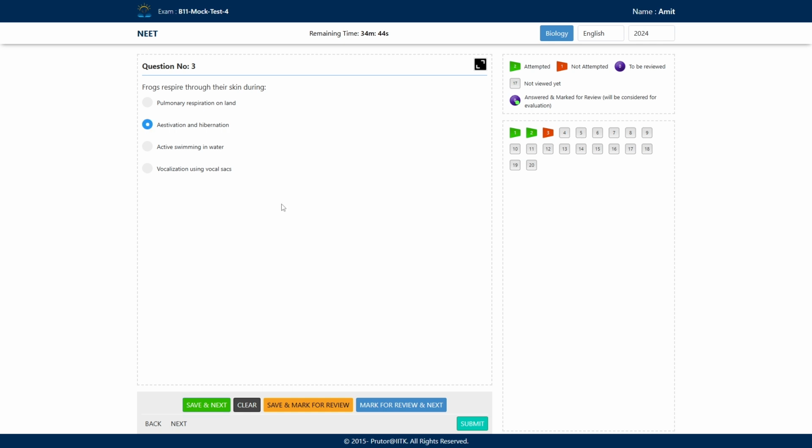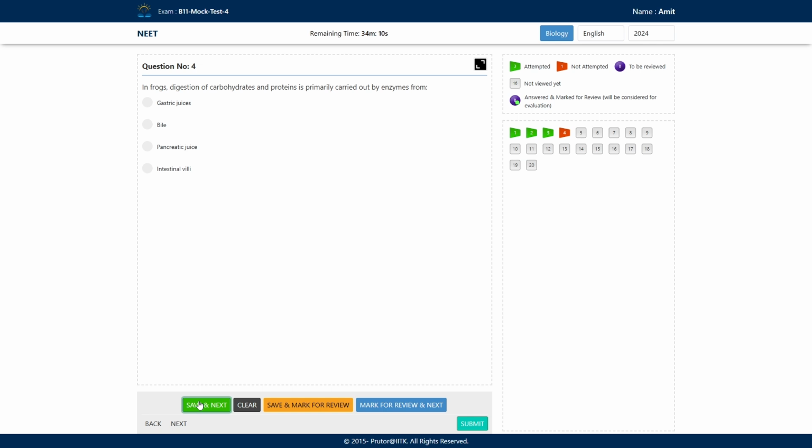Let us see the others. Pulmonary respiration on land: yes, they do pulmonary respiration on land, but this is not related to the skin. Active swimming in water is also not correct. And vocalization using the vocal sac, no, at that time also they are on land, so they use pulmonary respiration. So this is the correct answer, and we will save it and move to our next question.